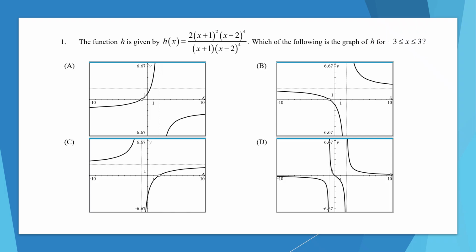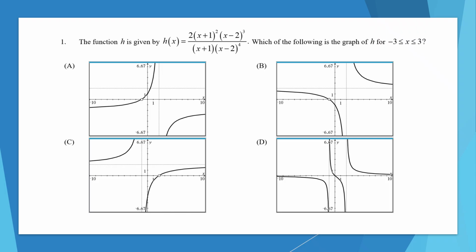All right, so for the first one here, we have the function h given by that rational function, h of x, and we want to see what could be a possible graph. So here we're really looking for holes, vertical asymptotes, horizontal asymptotes.